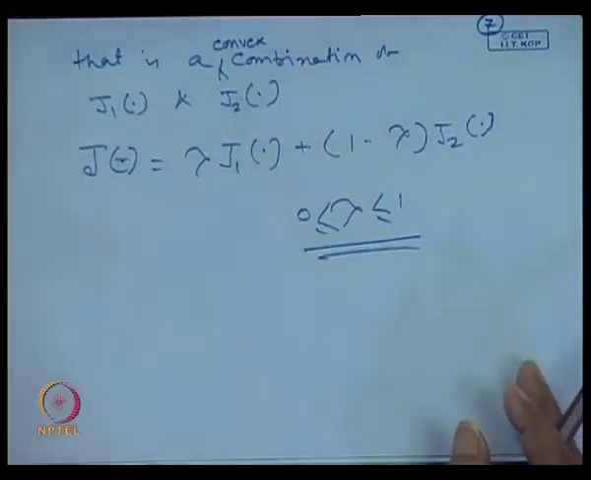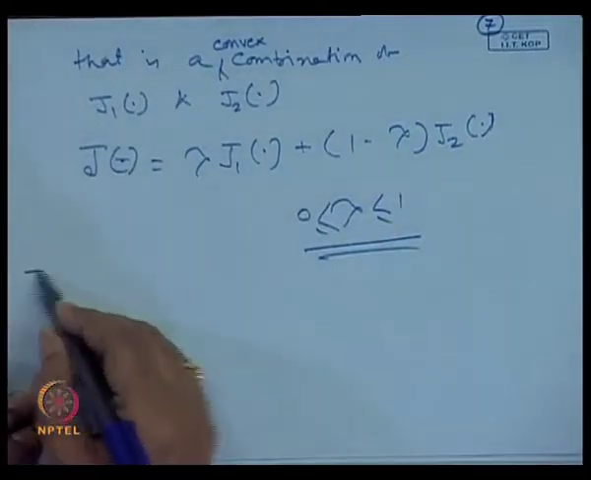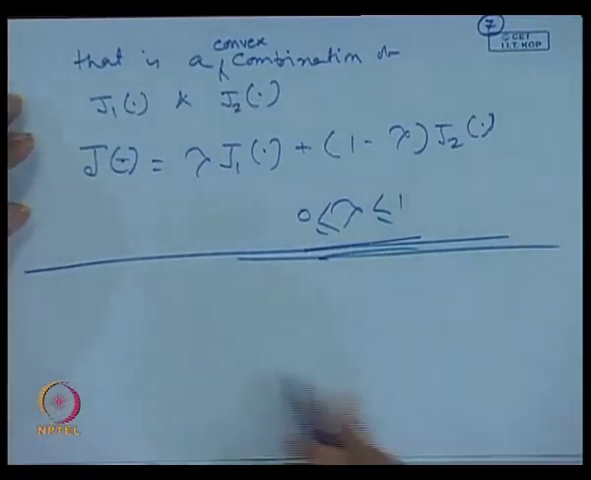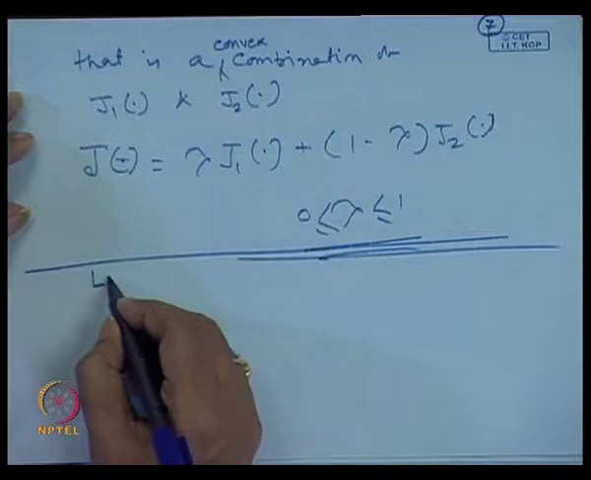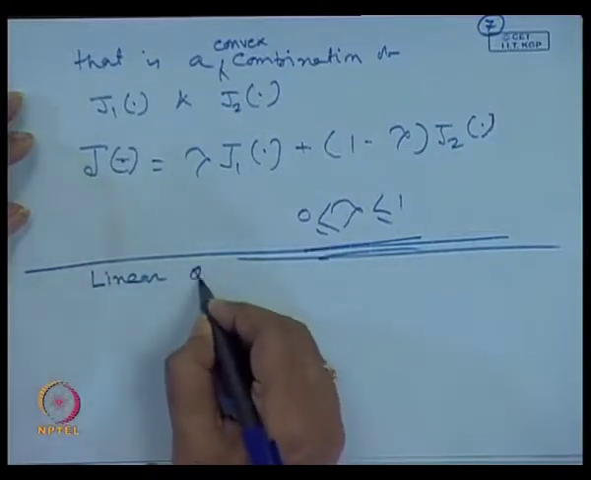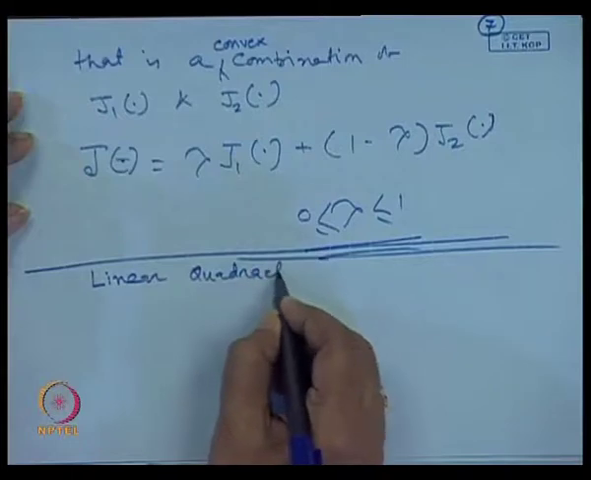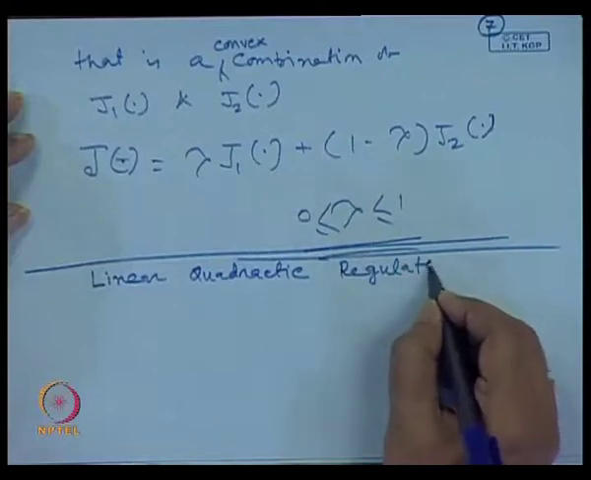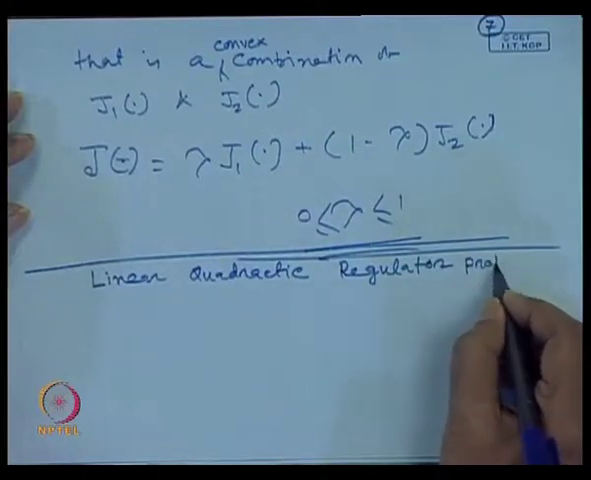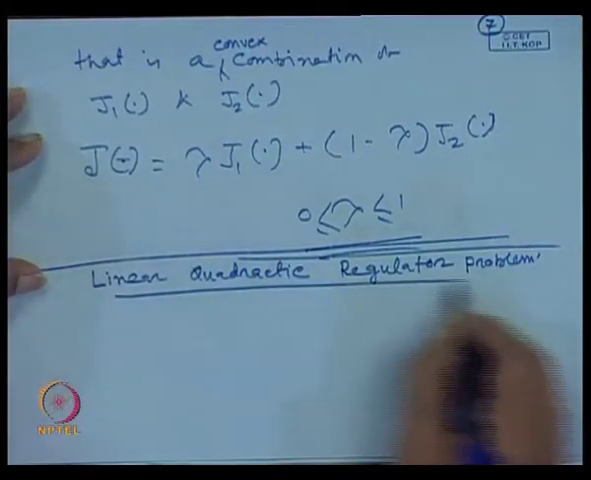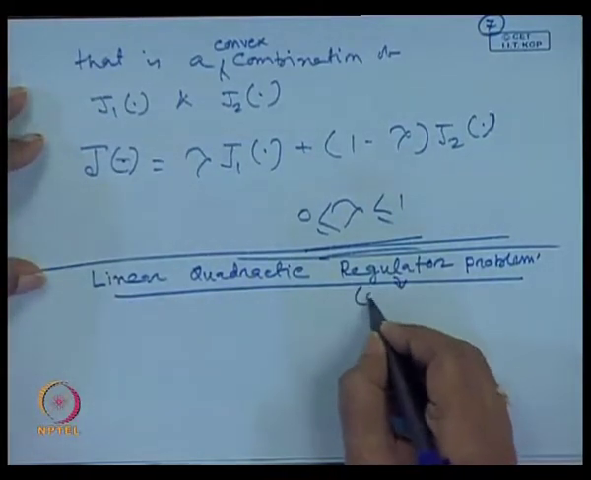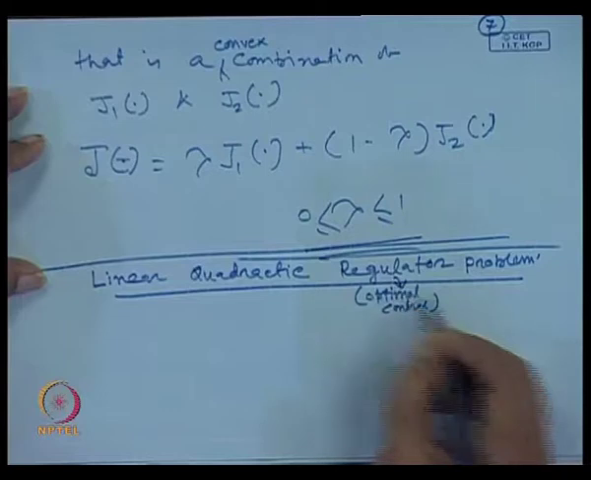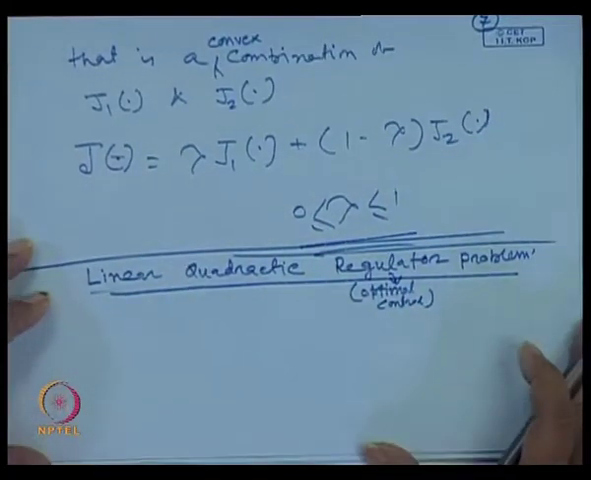So, let us now see how to solve our control problem. But what do we mean by the linear quadratic regulator problem on finite time? Linear quadratic regulator problem, and by regulator you mean optimal control. So, what do we understand by the linear quadratic regulator problem?